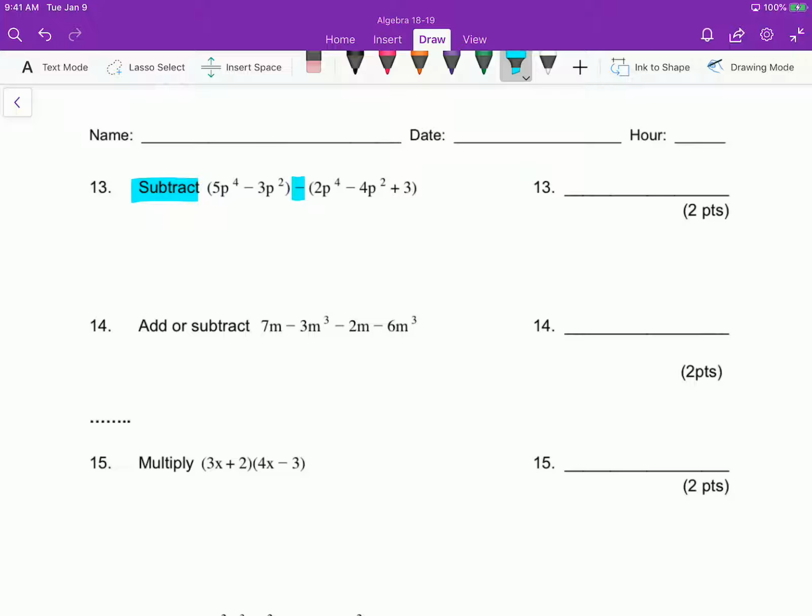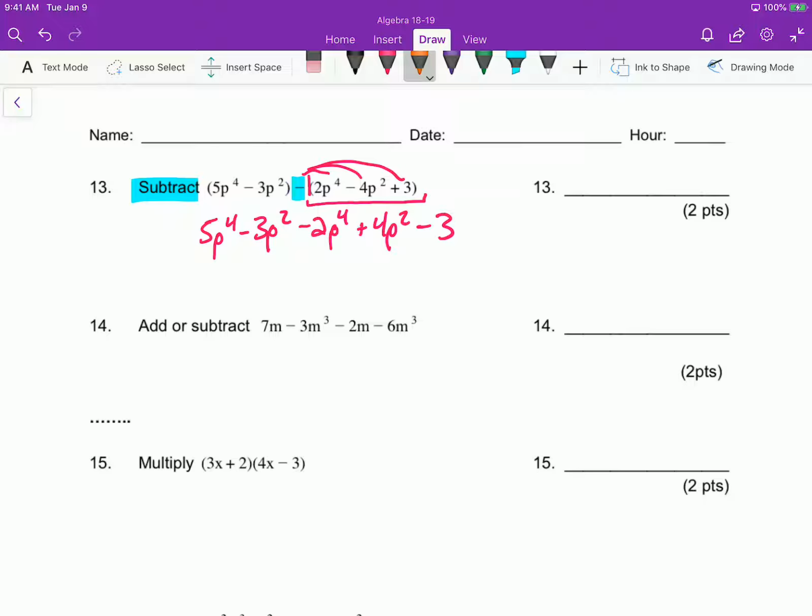All right, number 13, again, subtract, subtract, subtract, subtract. Hey, look, there's a subtract. This is not a FOIL, none of that stuff. You can only combine like terms. But what's different is you are subtracting all of this. So the other way to think about it is that you could multiply everything by a negative 1 to turn it into a plus sign in between them. So I would actually end up with negative 2p to the fourth and positive 4p to the second and then negative 3.